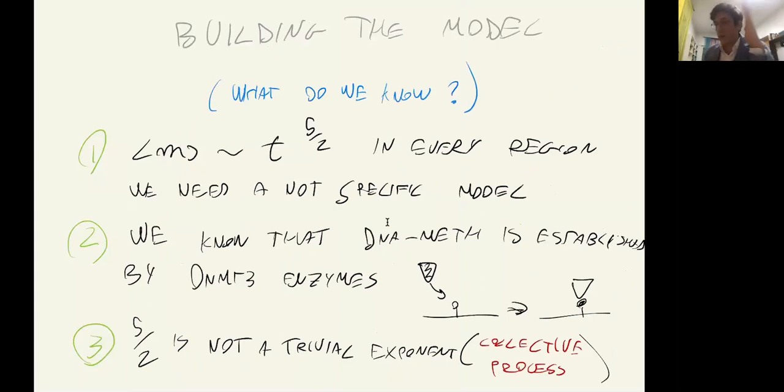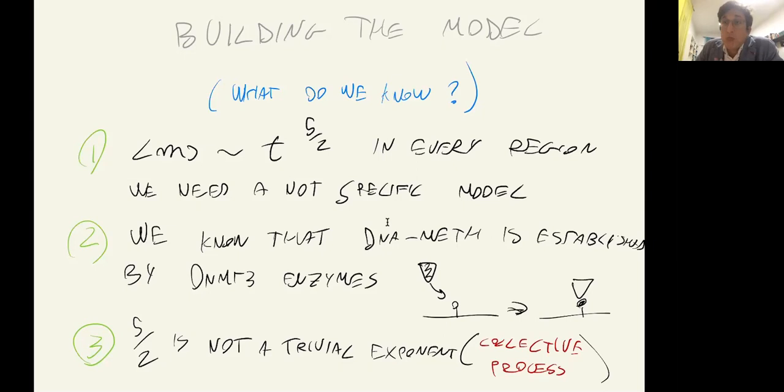So first of all, every time we build a model, we have to think, what do we know? What have we learned? We learned that the average methylation increases as time to the power of 5/2 in every region. This already tells us that you don't need to create a specific model for introns, for exons, or for any region that you want, but you can create a very general model. Of course, the scale, this sort of slope, will be different for each of these regions. But if we just want to find this time to the power of 5/2, this will be sufficient to have a very general model, or at least a not specific model.